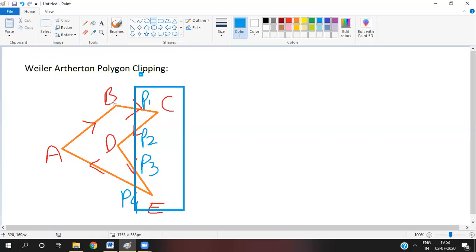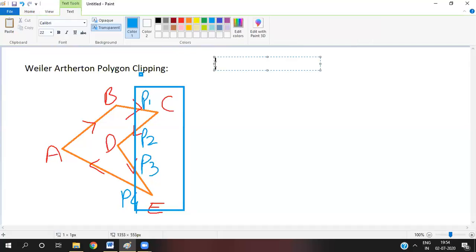See, we are moving from B to C. A to B, both the vertices are outside, so we are not going to save anything over here. We are moving from B to C. Which vertex needs to be saved? Yes, what all vertices do you need to save here? The intersection point, which is nothing but P1, comma C is saved, right? Now you are moving from inside to outside. At that time we are going to follow the window boundary in a clockwise direction.